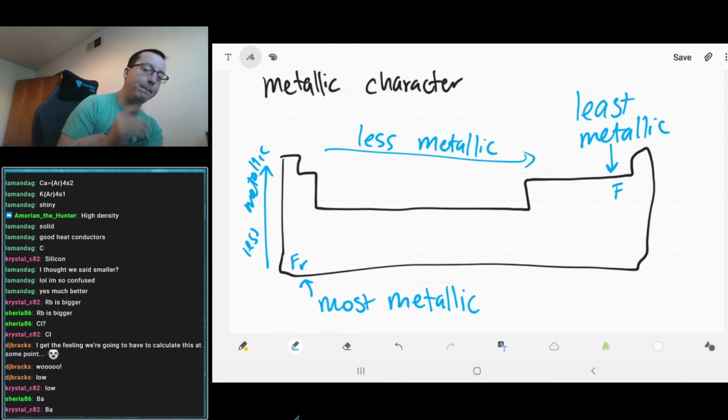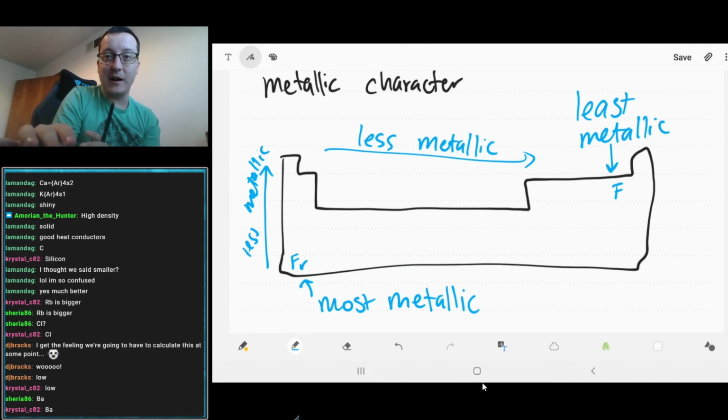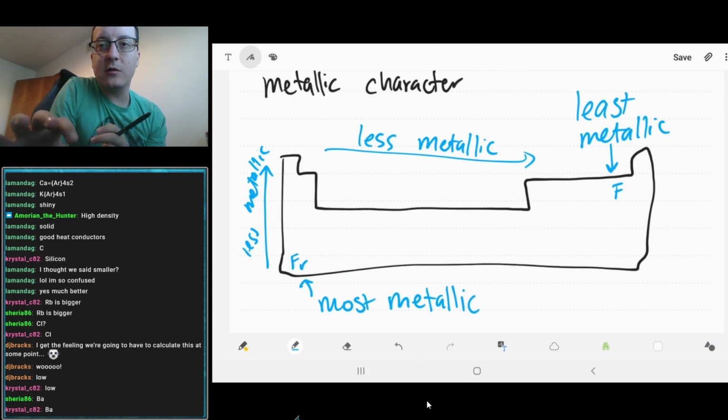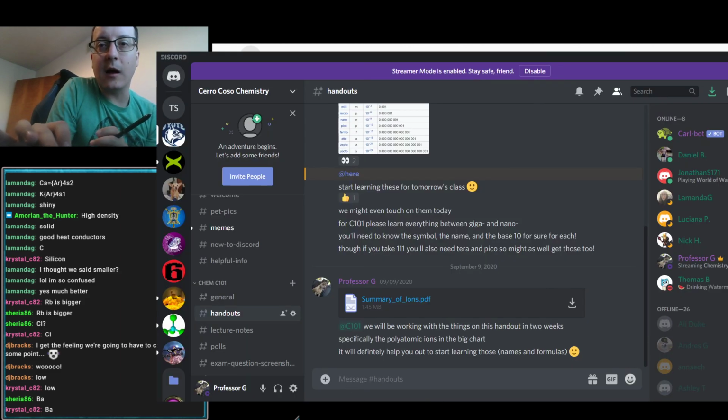One thing I want to point out before we end today, let me pull up our Discord real quick. Is it in here? Handouts, maybe? Yeah. Okay, so go here to this handouts thing. There's this table I've uploaded called Summary of Ions. Tomorrow we are going to start working with this.